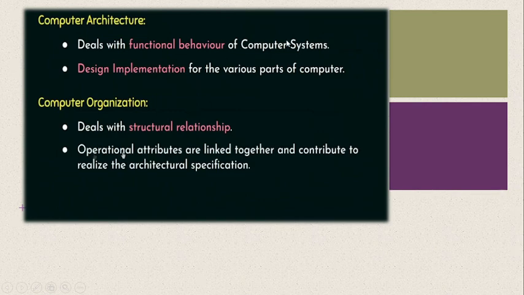It deals with the functional behavior of the computer system. Okay, what is the difference between computer architecture and computer organization? The attribute of computer architecture is design, while the attribute of computer organization is implementation or utilization. Okay, the attribute of computer organization is utilization, and the attribute of computer architecture is design.